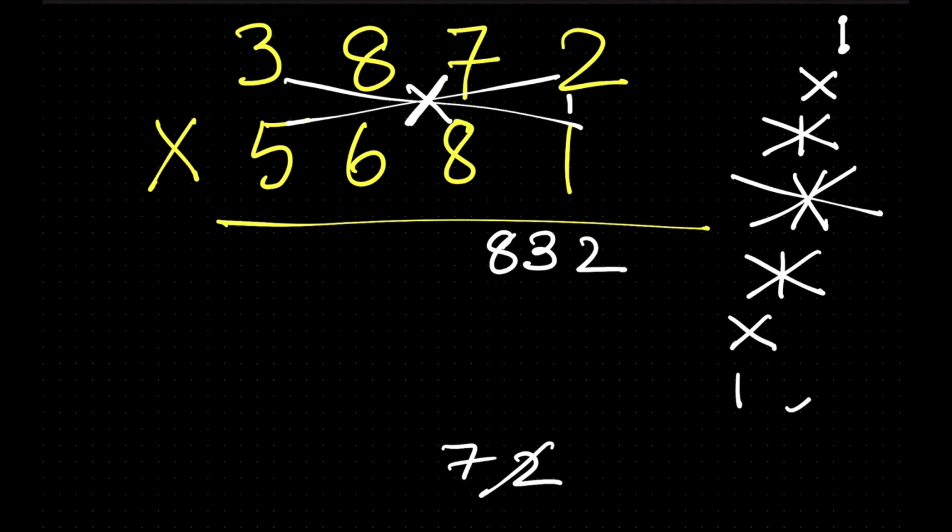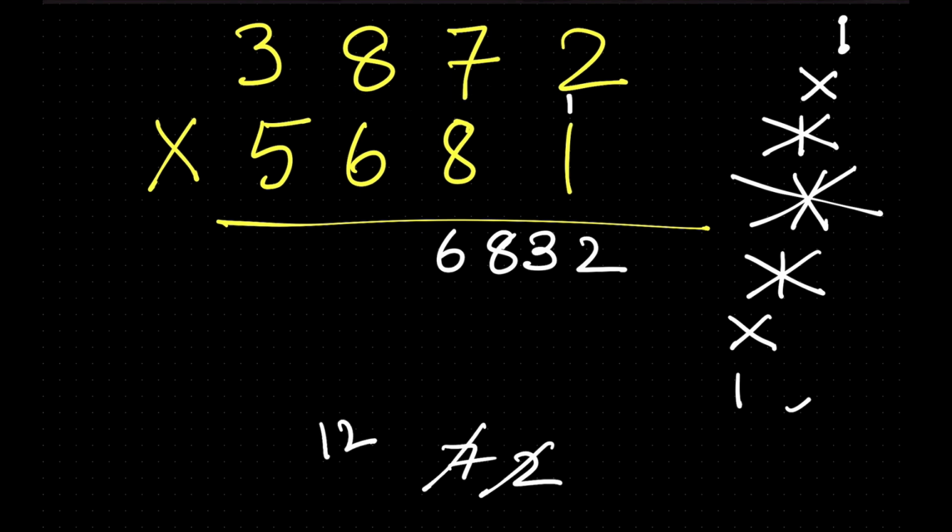Now 7 into 6 will become 42, so 42 and 13 will become 55. Then again 8 into 8 will become 64, and 55 and 64 if you add, first add 4, so it will become 59, then 69, 79, 89, 99, 109, 119. So 119, you have carry of 7, so it will become 126, so you can write 6 and your carry will become 12.